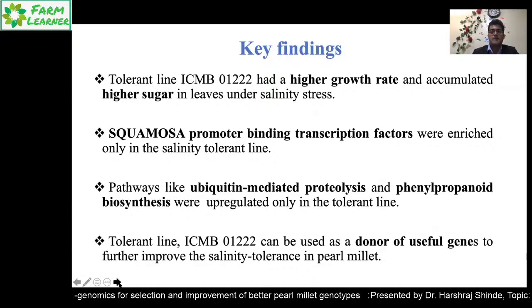So the key findings from this study were that the tolerant genotype ICMB0122 showed a higher growth rate and accumulated a high amount of sugar in leaves under salinity stress. Squamosa promoter binding transcription factors were only found in the salinity tolerant line. Ubiquitin-mediated proteolysis and phenylpropanoid biosynthesis were upregulated in the tolerant line. And we think that the tolerant line can be used as a donor of useful genes to further improve salinity tolerance in pearl millet.